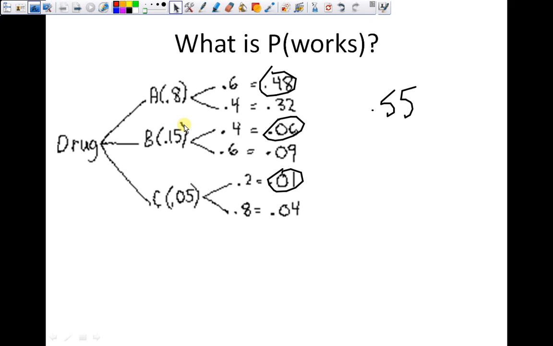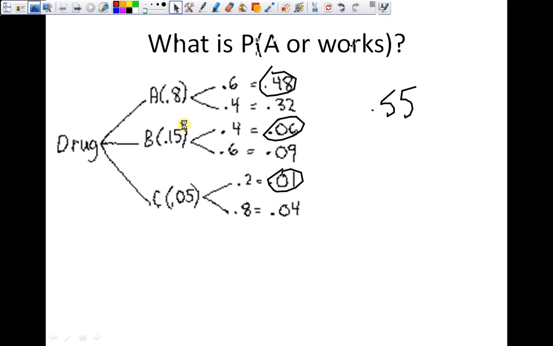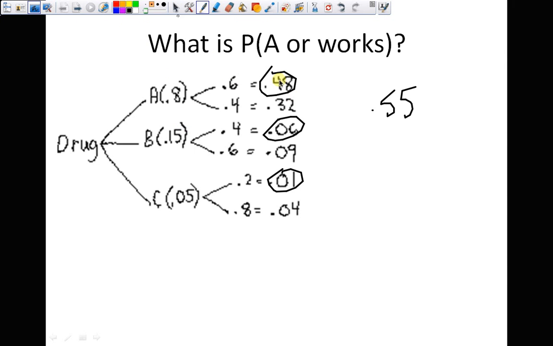Or that a drug works. Okay? Now this says, what is the probability that it's A or works? So let's just go through each one of these individually. If it's either A, using drug A, or it works, it's going to satisfy this condition. So this is satisfied for 2 conditions.